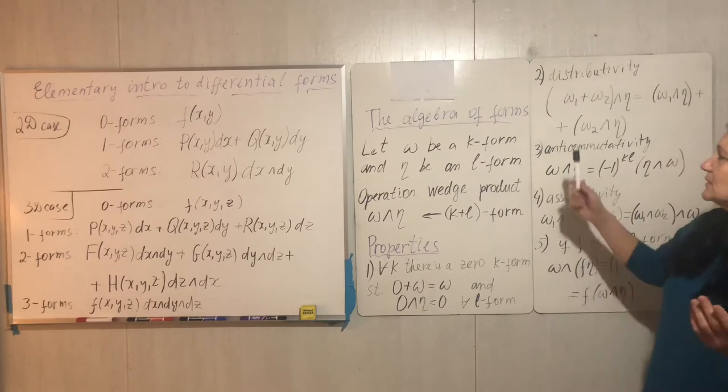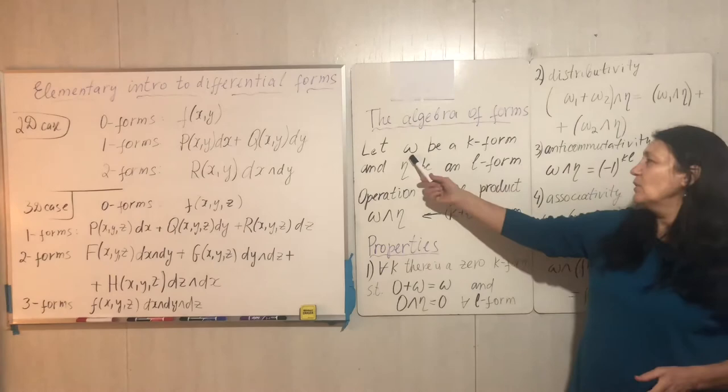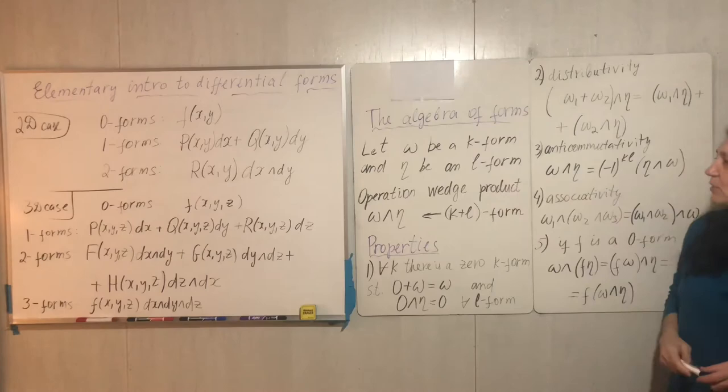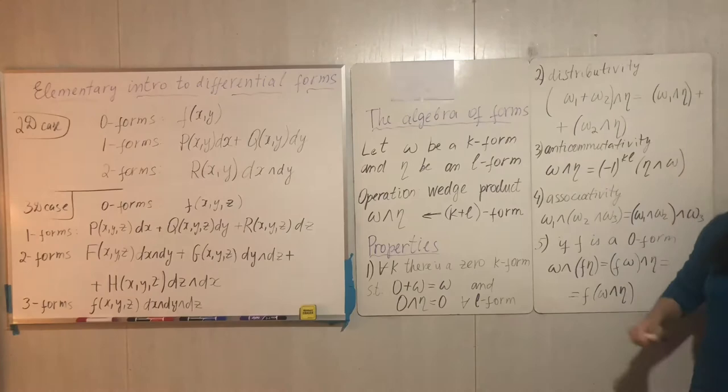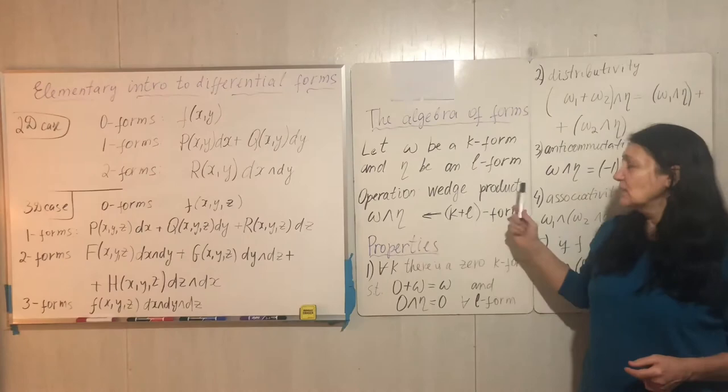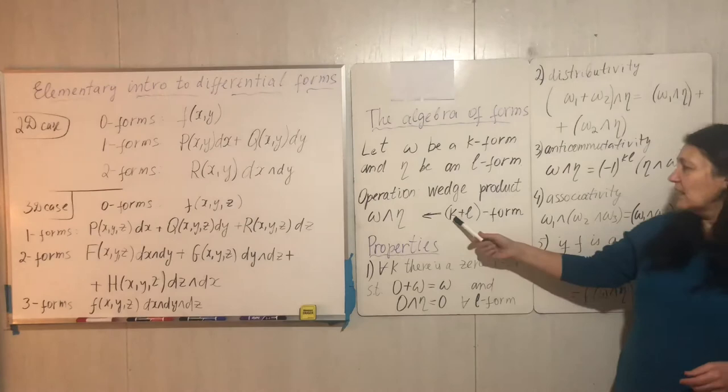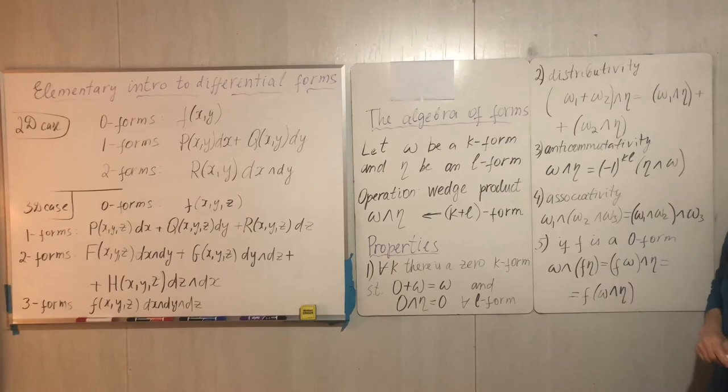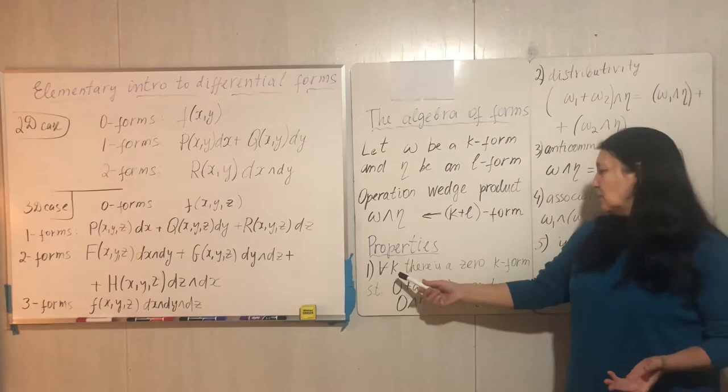So suppose that we have omega, and everywhere here when you say omega, it is a k form, and we have eta, and let it be an L form. And we introduce operation, wedge product, omega wedge eta, and that would be k plus L form, right? So we have k form, L form will be k plus L form. And so what properties we can mention?